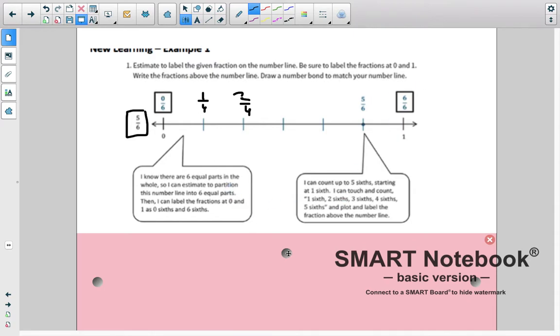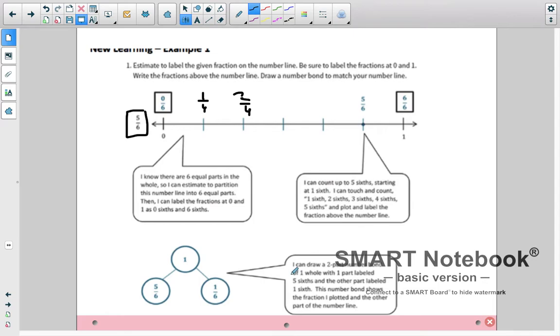Okay, now they asked us to write a number bond. So they wanted us to make a number bond that is going to equal 1 whole. Well, we know that 5/6 plus 1/6 will equal 6/6, which will equal 1 whole. Remember, the bottom number stays the same. You just add the top numbers, 5 plus 1, which equals 6, and 6/6 equals 1 whole. And we see that that 1 is right under 6/6.